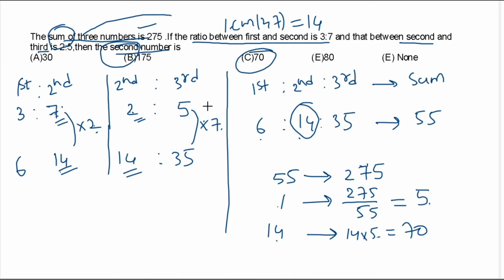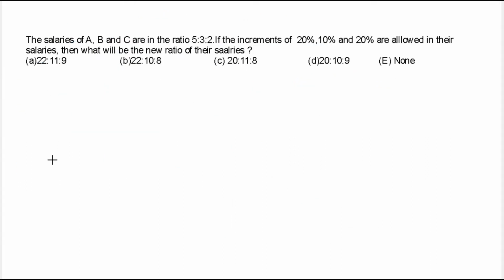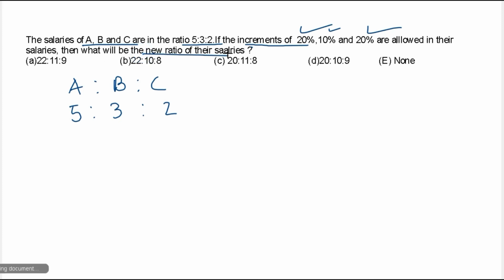Let's move ahead with the next question. Okay, here comes the next question. What it says? It says, the salaries of A, B and C are in the ratio 5:3:2. That's it. Now after that, what we are going to do, we are going to increase the amounts by 20%, 10% and 20%, right?